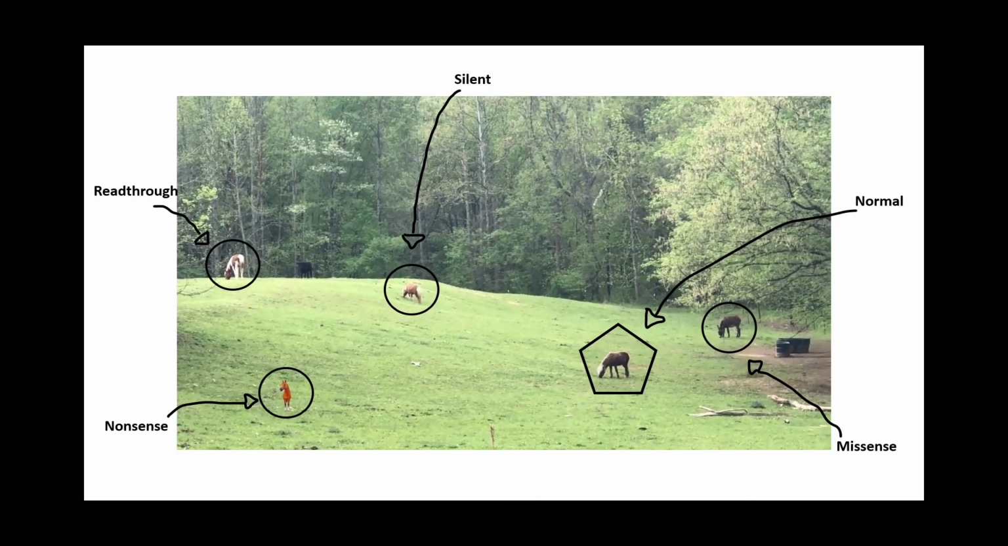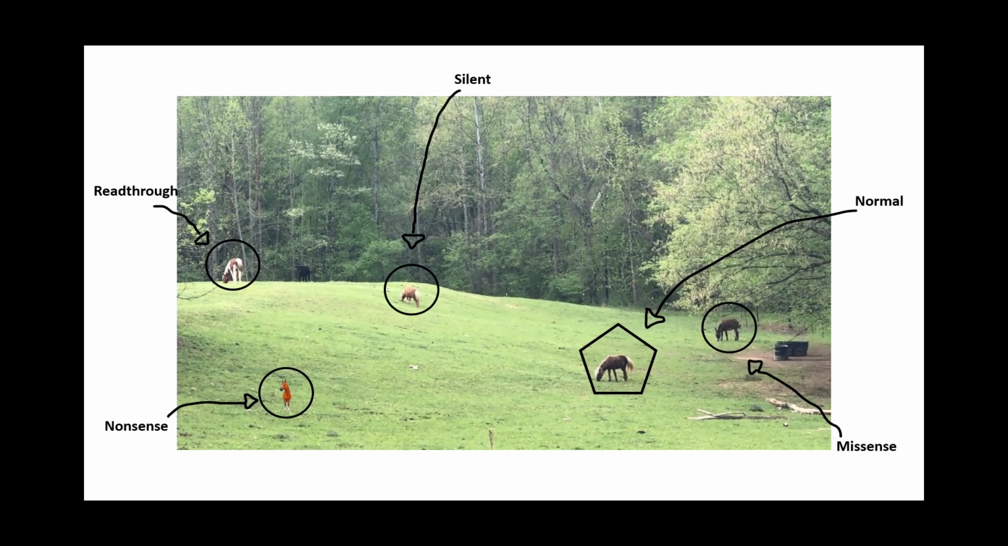Lastly, we have this tiny horse that has gone through nonsense mutation, which means a codon changed into a stop codon early on, making the legs of this horse short.